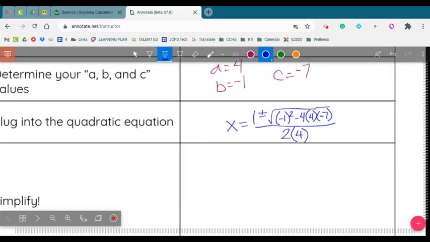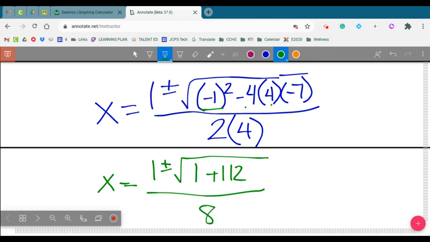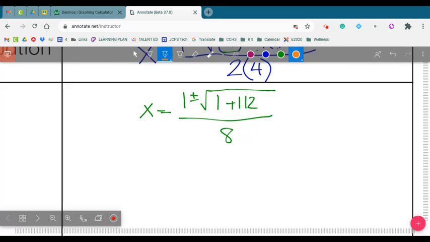Then we take that and we simplify this. So we did this yesterday, so we're going to simplify inside of our radical first. So the 1 is going to stay the same. I'm going to do negative 1 squared, which is 1. Negative 4 times 4 is going to give you a negative 16. Negative 16 times 7 is going to give you a positive 112. And then divided by 8. So taking this, I get x equals 1 plus or minus the square root of 113 all over 8.